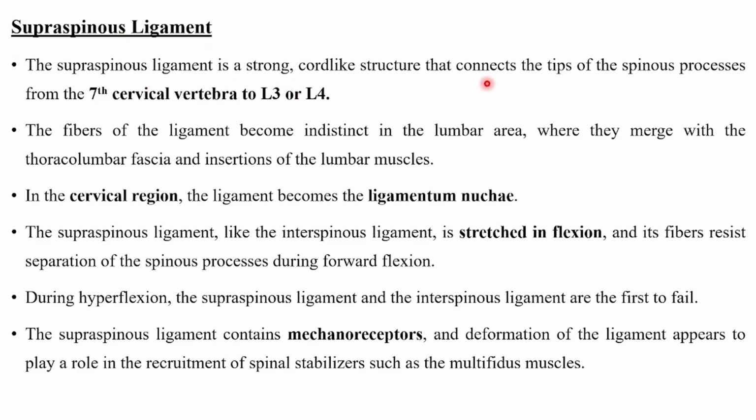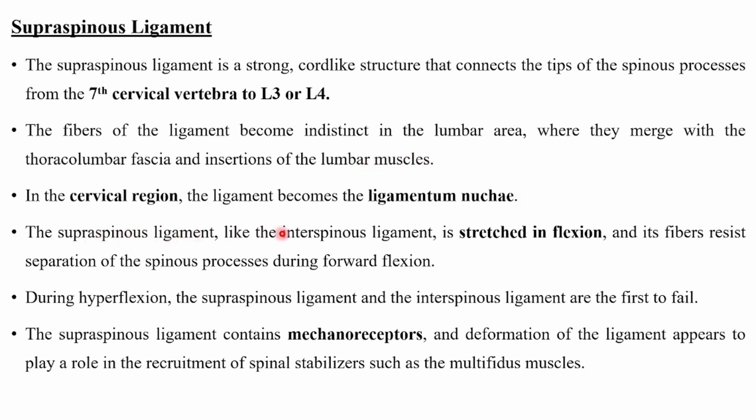It's a strong cord-like structure that connects the tips of the spinous processes from the 7th cervical vertebra to the L3 or L4 vertebra. The fibers of this ligament become indistinct in the lumbar area, where they merge with the thoracolumbar fascia and the insertions of the lumbar muscles. In the cervical region, the ligament becomes the ligamentum nuchae.